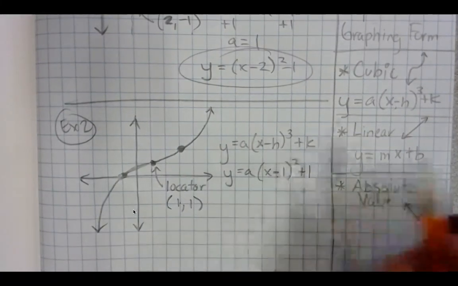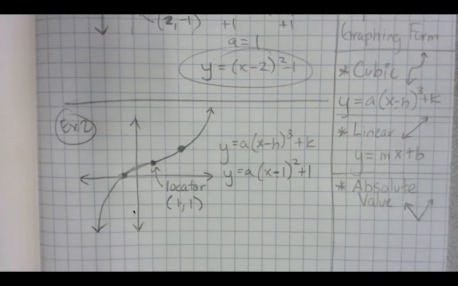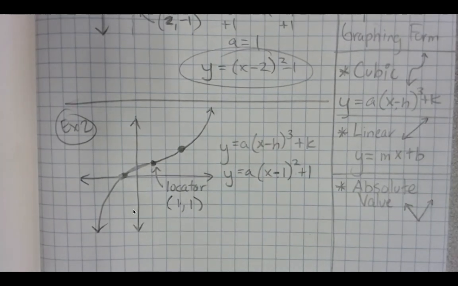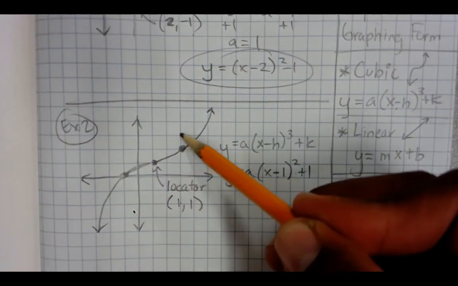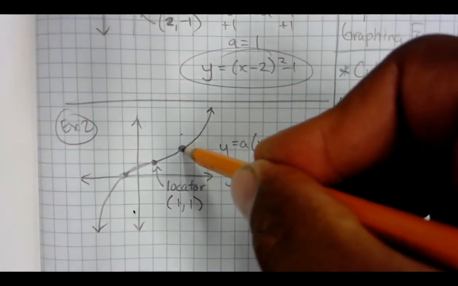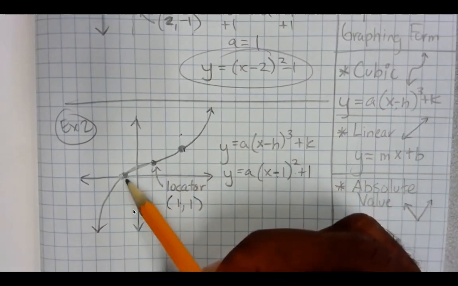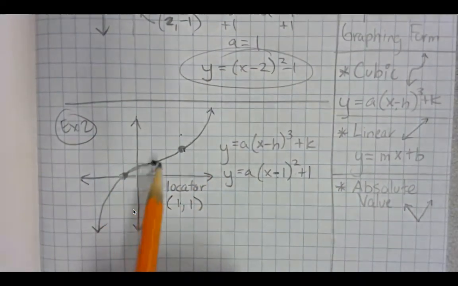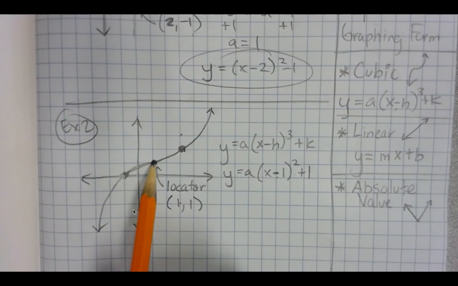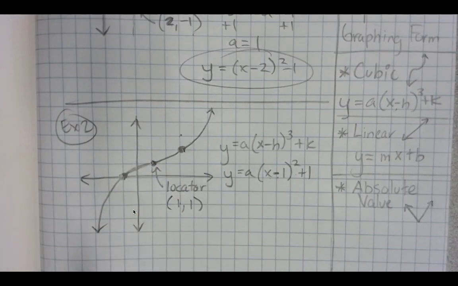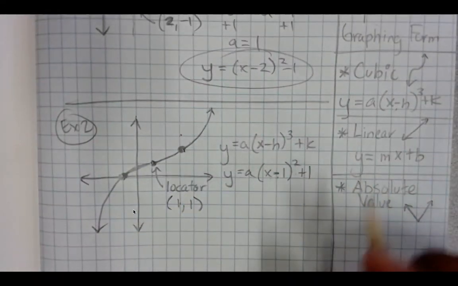So now, what can I plug in to figure out the a value? 0, 0 is not on the graph. 3, 3? 3, 3 is here. 3, 2. I need to pick a point on the graph somewhere. What else could I use? Negative 1, 0. Can I use 1, 1? No, it's going to cancel the a out. Remember, don't use that middle point, the locator point or vertex or whatever it's called.